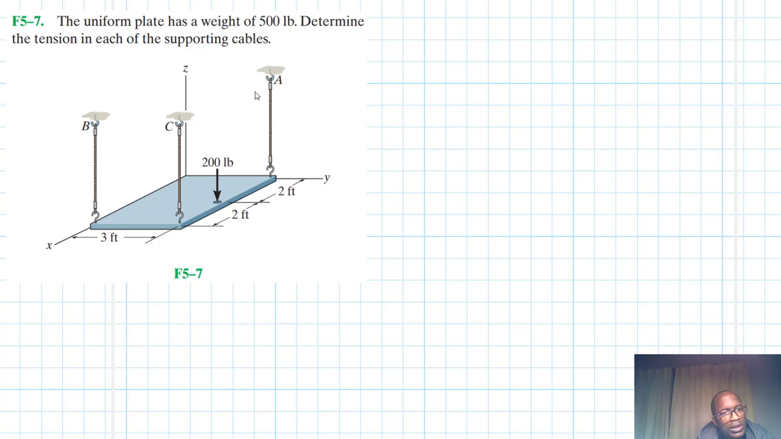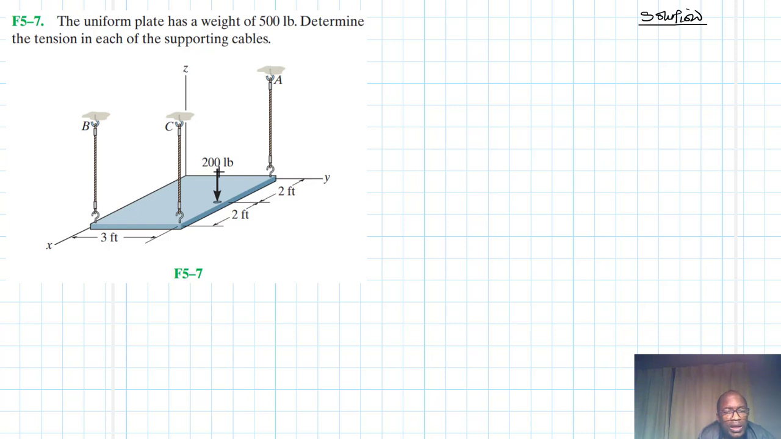And the problem reads: the uniform plate has a weight of 500 pounds. Determine the tension in each of the supporting cables. This problem is coming from the Engineering Mechanics Statics textbook, 13th edition by R.C. Hibbeler. So we have a uniform plate that has a weight of 500. We have been asked to determine the tension in each of the supporting cables.